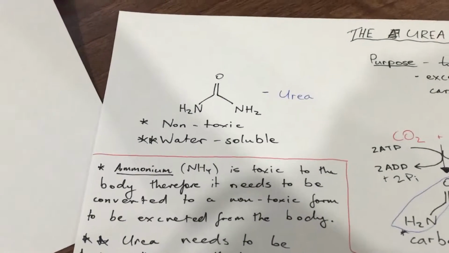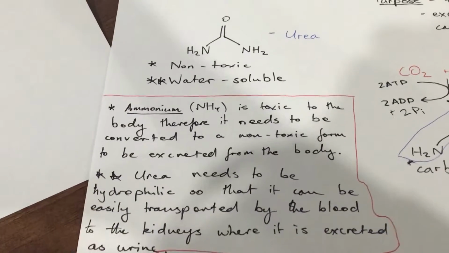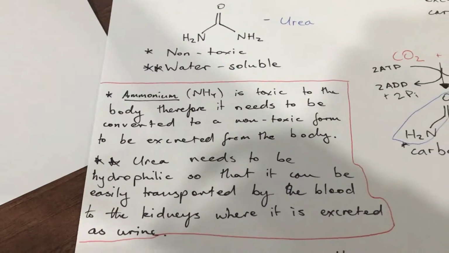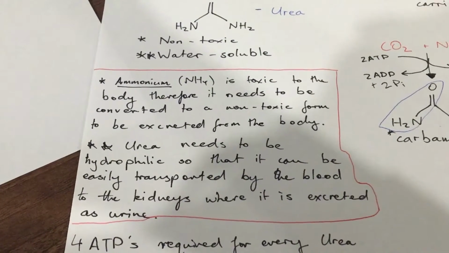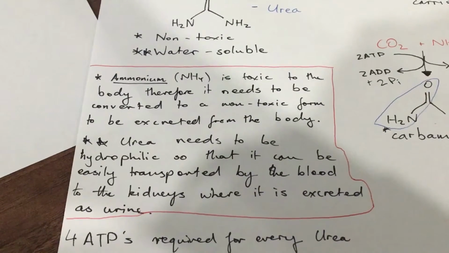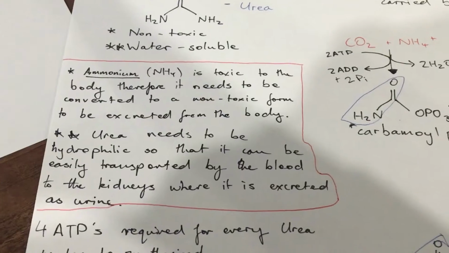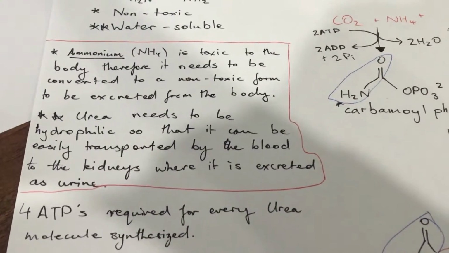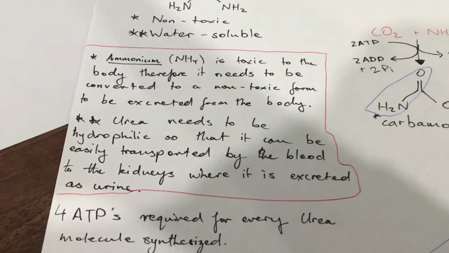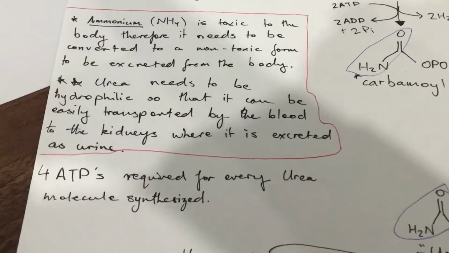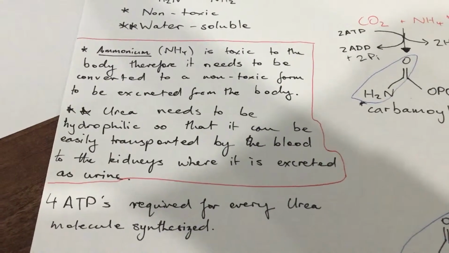Now, urea, I've drawn the molecule here for you. The two main things about urea that are good for us humans are that it's non-toxic and it's water-soluble. So ammonium, the NH4 molecule, is toxic to the body, and it needs to be converted to the non-toxic form to be excreted. Pretty simple logic: you don't want toxic compounds in your body. It can cause many different things to happen, and disease and eventually death if it was disturbed enough.